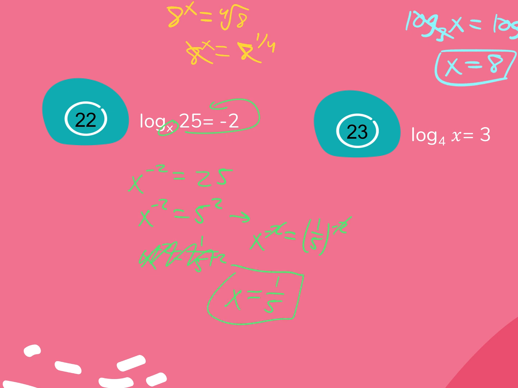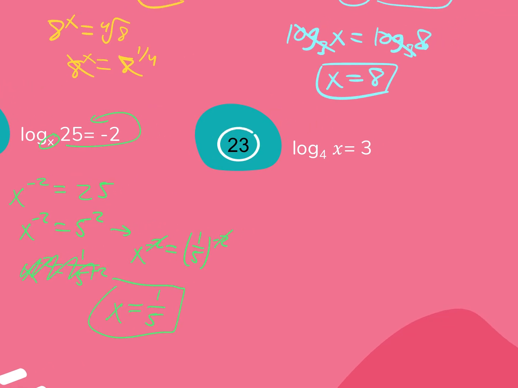So for a problem like this, where maybe you're not so certain, maybe that still confused you a bit as to how we got our answer. Plug it back in and see if it makes sense with the original problem. All right, 23 should be a fairly simple one.